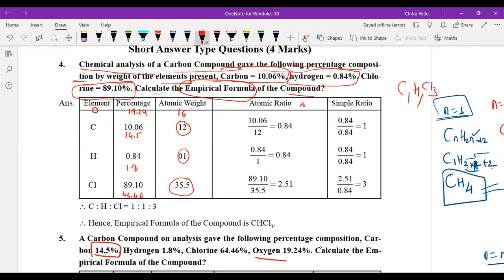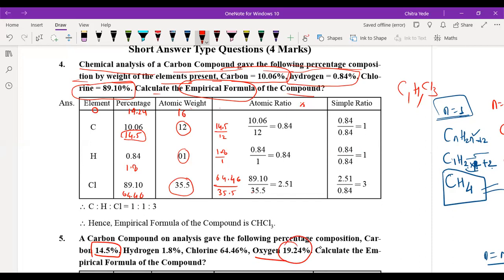Now we have to divide. I'm calculating 14.5 divided by 12, then 1.8 divided by 1, and 64.46 divided by 35.5. And for oxygen, that will be 19.24 divided by 16.